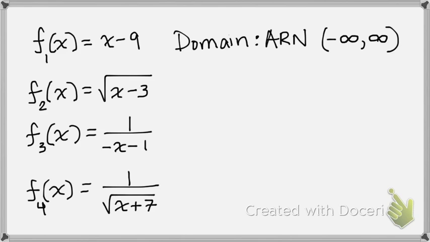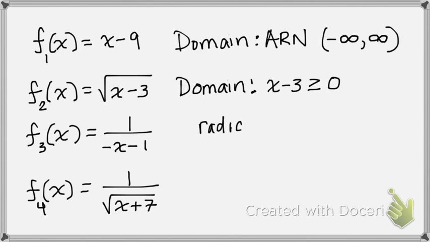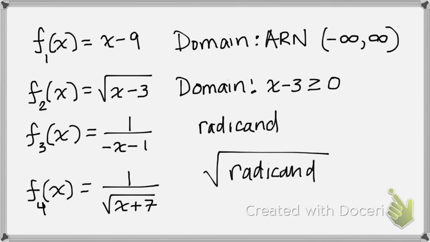The second one here is a radical. So my domain is that the limitation on x is that x minus 3 has got to be greater than or equal to 0. I don't want to have a negative radicand. Of course, radicand, I hope you know that word. The radicand is the value that's beneath the square root or beneath the root symbol. So this is the radicand. I need my radicand to be greater than or equal to 0.